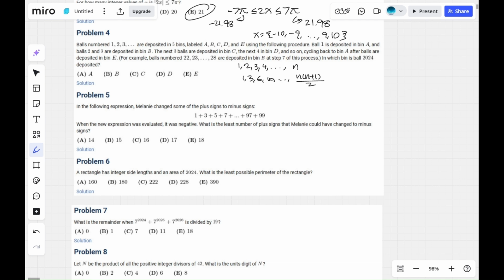And how this relates to our question is, the first ball is deposited, and then after that, the third ball is the last one deposited into bin B, and I'm going to write that down. And then ball number 6 is the last one deposited into bin C, etc. So we want to find which bin ball 2024 is deposited into. So we want to find which two triangular numbers 2024 is between. So I guess we can start testing values.